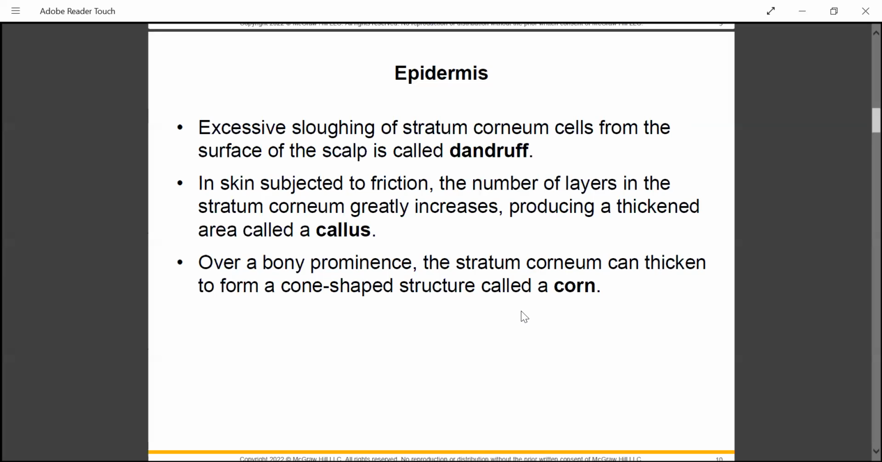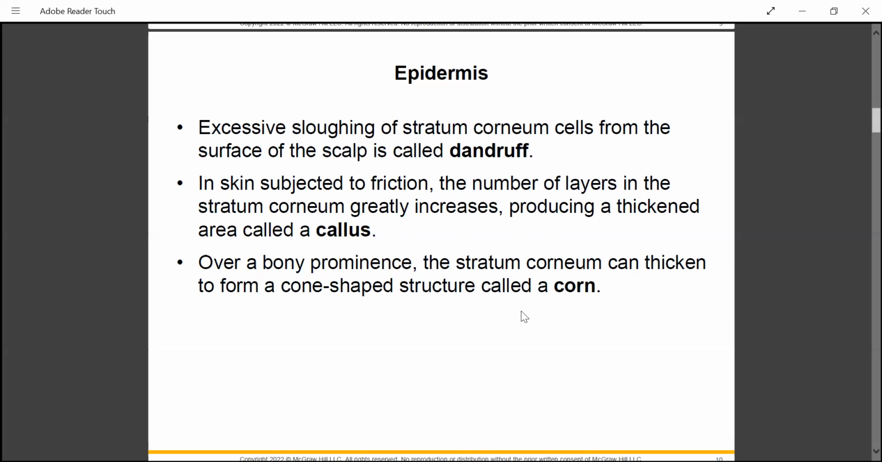So our skin is subjected to friction all the time. Obviously, we're touching things, we're lifting things. Our skin is always having some kind of force affecting it. And so in certain areas where we take the most force, or where we have repetitive forces, we're going to increase the layers of our stratum corneum. It's a response to try to protect that area that's taking a lot of force and produce a thickened area, which is how we get a callus.